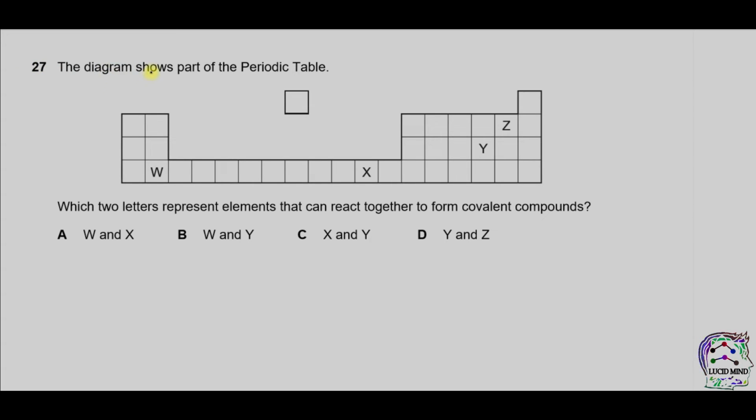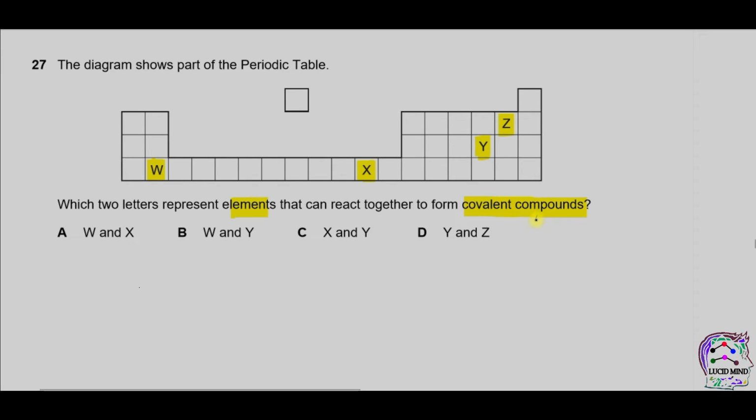Question 27. The diagram shows parts of the periodic table. We have W, which is in group 2. Then we have X, which is a part of transition elements. We have Y, which is in group 6, and Z, which is in group 7. Which two letters represent elements that can react together to form covalent compounds?